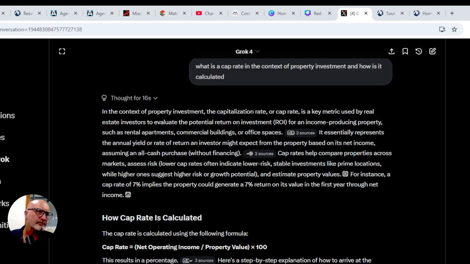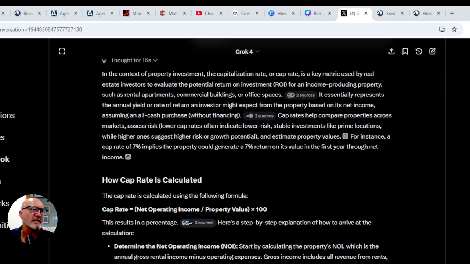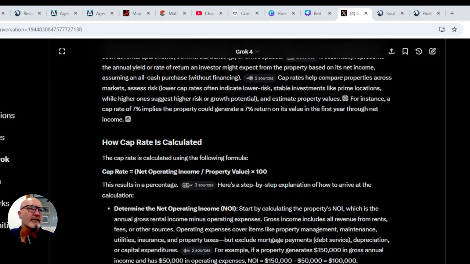So how do you calculate it? The cap rate is calculated using the following formula: cap rate equals net operating income divided by property value times 100. So what does that mean? Well, net operating income is your annual gross rent minus operating expenses.